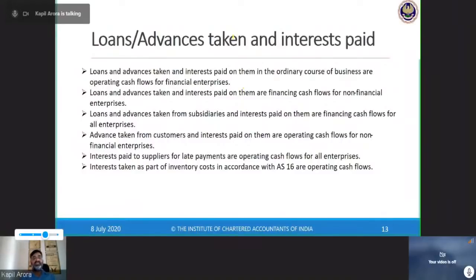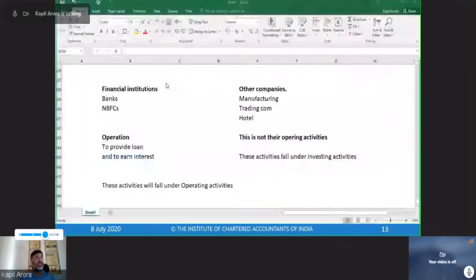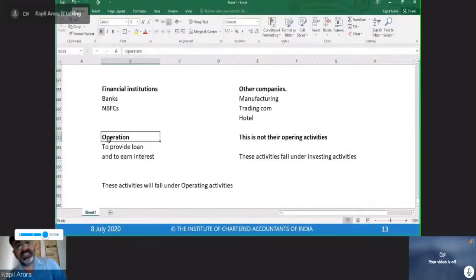Loans and advances taken and interest paid. If it is financial enterprises, again I go back to banks and NBFCs. They take money from someone and give money to somebody else. For example, they have taken money at 4% from somebody and are giving it to somebody at 8%. So that will be treated as part of their operations.